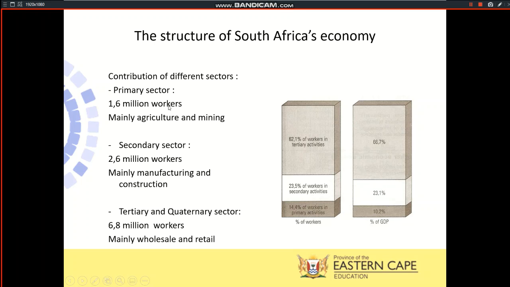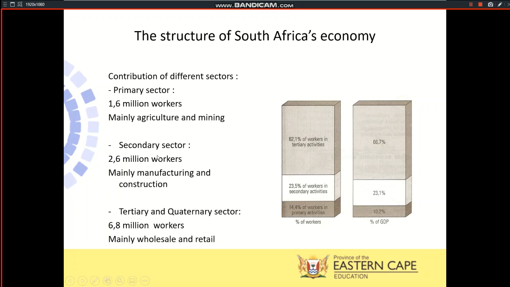In the primary sector, 1.6 million workers work there, and it's mainly in the agricultural sector and in the mining sector. Right. So when we look at our graph here, you will see at the bottom of the graph, you can see the contribution, the primary sector, there you are in that area. That is mainly agriculture and mining. Then we look at the percentage of workers in the primary sector, right? But when we look at the percentage, their contribution to the GDP is 10.2%.